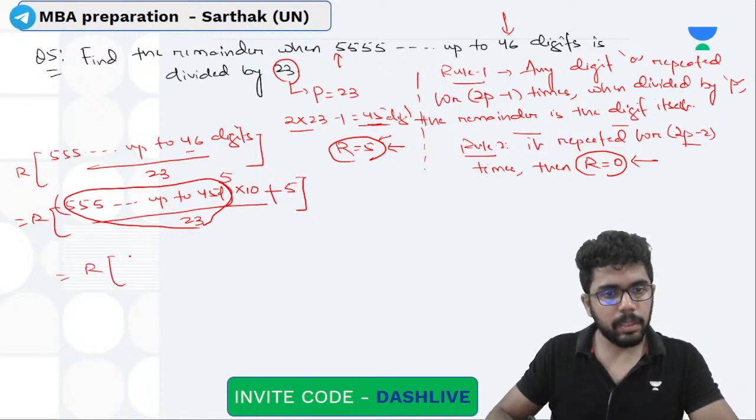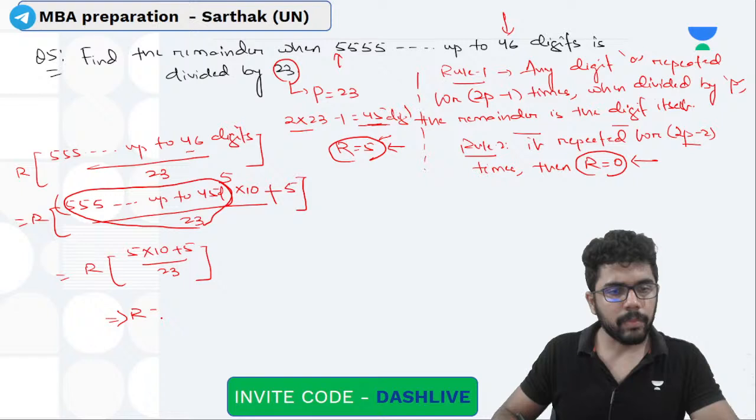So basically it becomes 5 into 10 plus 5 when divided by 23. So 55 when divided by 23, रिमाइंडर कितना आ जाएगा ना 9. 23 2 या 46, तो 4 plus 5 9.